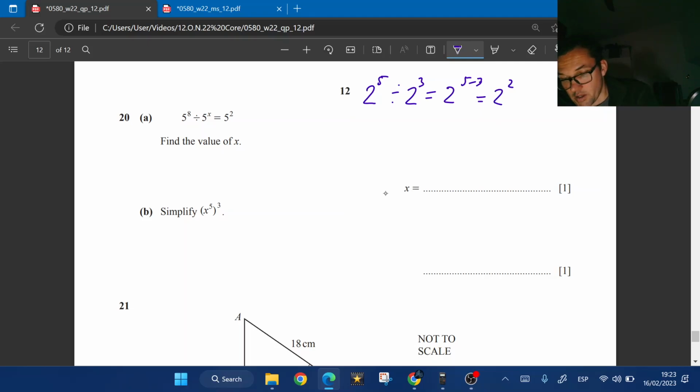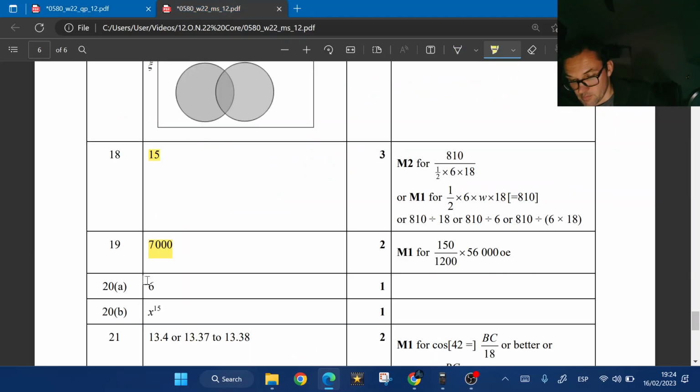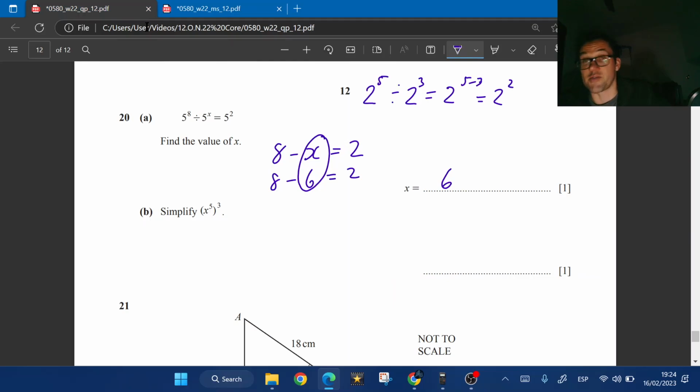Okay, so here we need to do the same. So 5 to the power of 8, we take that 8, divided by 5 to the power of x, we need to subtract that x, and then we'll get the answer 2. So you think to yourself, 8 minus what gives you 2? Of course, 8 minus 6 equals 2. So the answer there is x equals 6. Just 6, not 5 to the power of 6. Very important, just 6. If you write 5 to the power of 6, you won't get your marks.